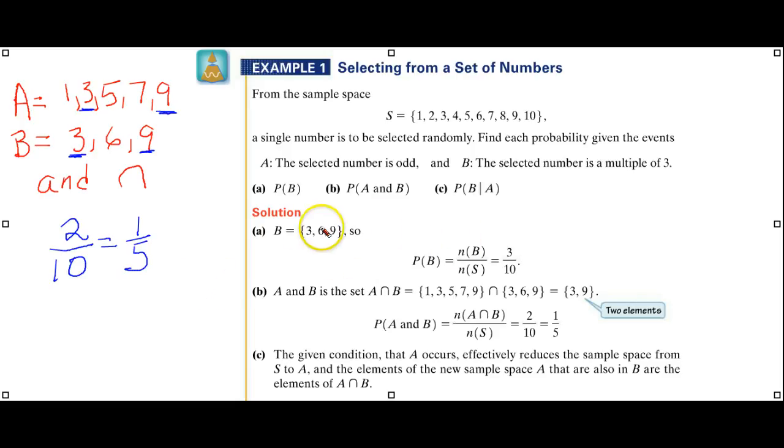And if we look at the work that is shown in the solution area, our set B, as we said, were 3, so 3 out of 10, and set A we had defined as these. So we're looking for the intersection. We got the 3 and the 9, and then putting it into the more formal formula, we get 2 out of 10 or 1 out of 5.